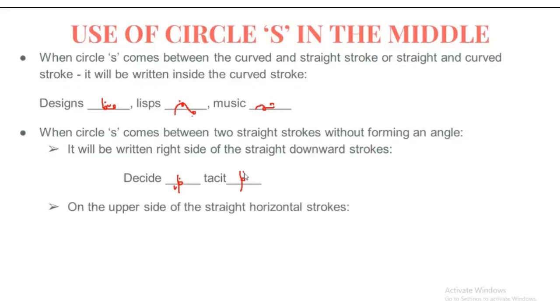On the upper side of the straight horizontal stroke, when there are two horizontal strokes, then it will be written on the upper side. For example, cask. K, S circle and K. Excuse, K, S circle, K and S circle. दो बार है ना.